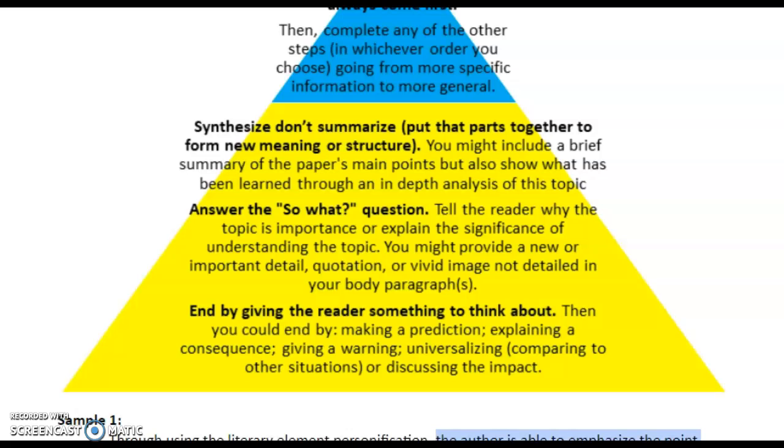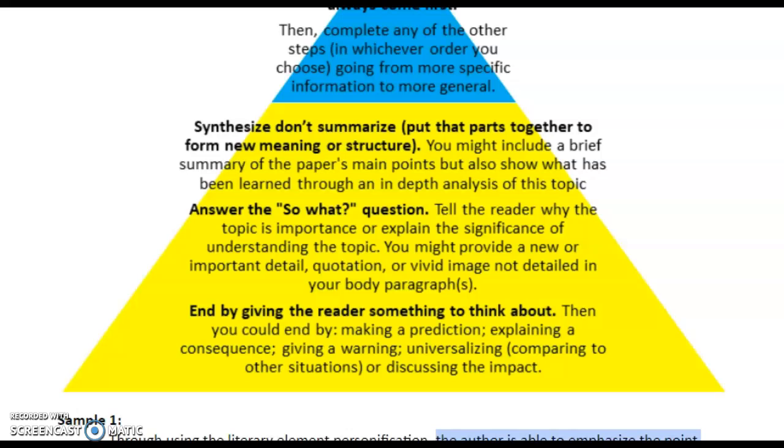So sometimes what I'll do is just give a brief overview of the information presented in my paper. A lot of times if it's text-based, I might try to save a quote or a piece of text that I really liked that I didn't get to mention for whatever reason in my body paragraph. So that's always an option too.